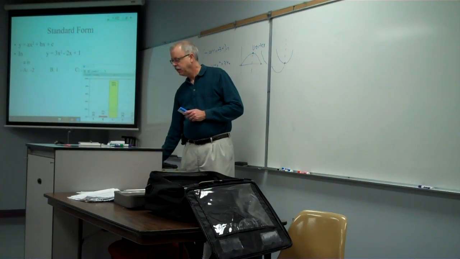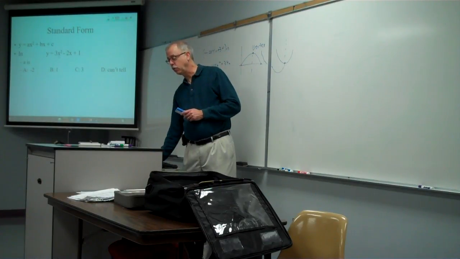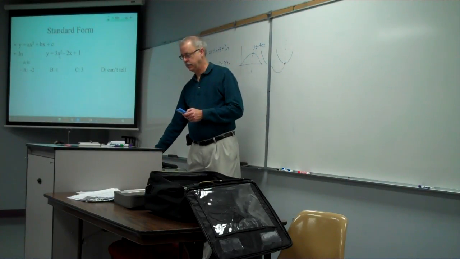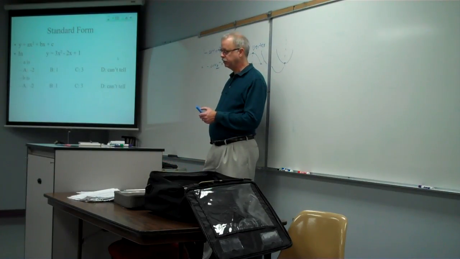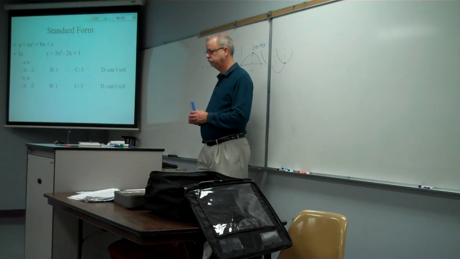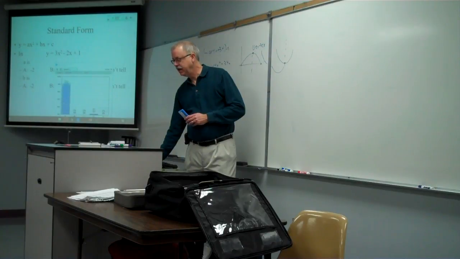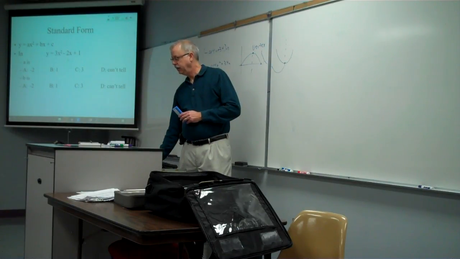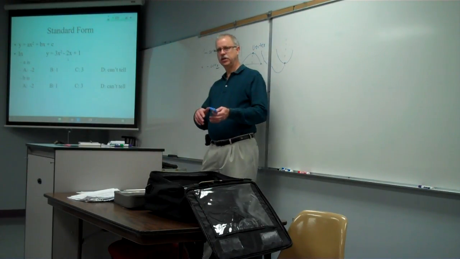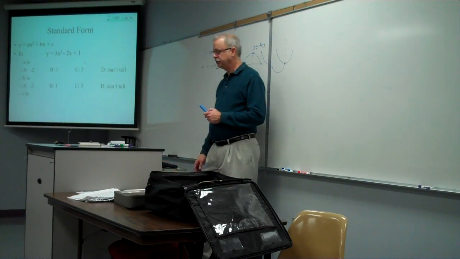So our A is the 3. Whatever is times x squared, that is our A. What's B? It's the negative 2, whatever is times x. And if there's a sign associated with that, the sign's part of our b as well. I think you're getting the hang of it. So in this case, c is 1.